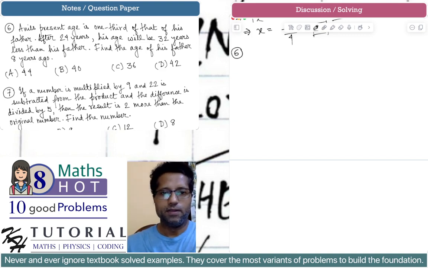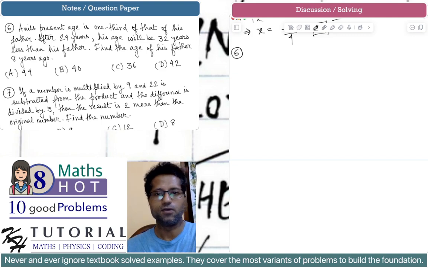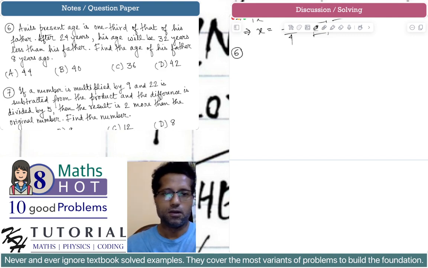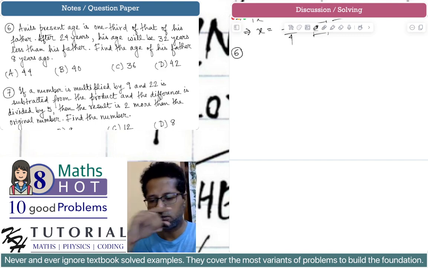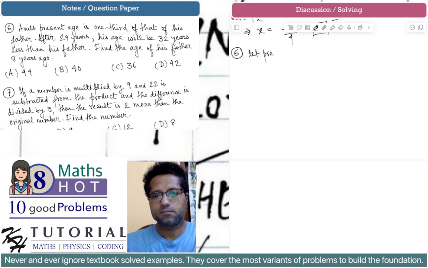So whatever quantity, whatever value the problem is asking, we always consider that as the variable term. Now, even though the problem is asking the age of the father 8 years ago, the standard method is considering the present age to be the variable. That is, let the present age of father be x.